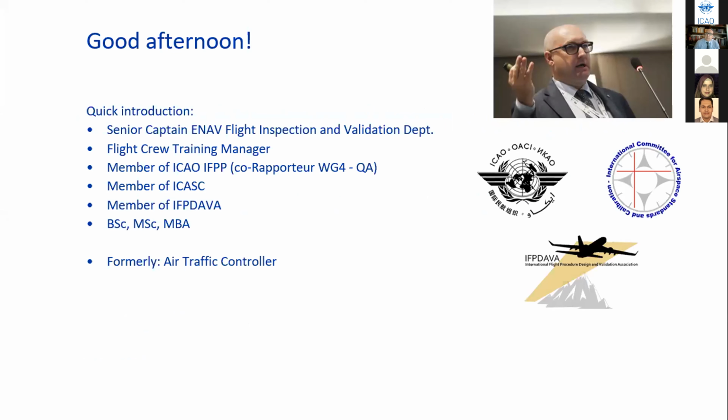My qualifications are not important here, but look at the right side. You see those three logos: ICAO, ICASC, and IFPDAVA. Why do we have these logos? Of course, ICAO is the umbrella under which all the regulations for civil aviation are made. And the other two international committees, ICASC and IFPDAVA, contribute to flight inspection and flight validation.